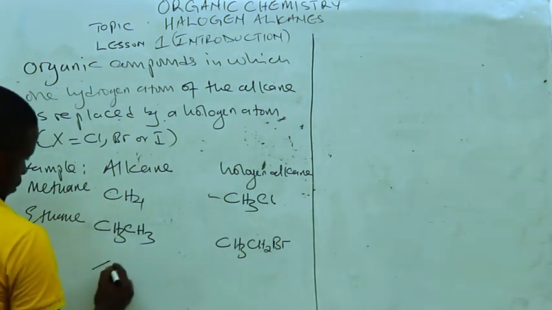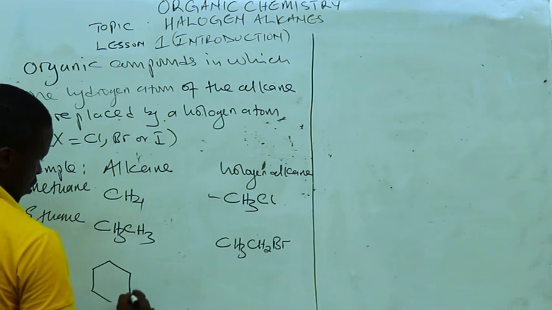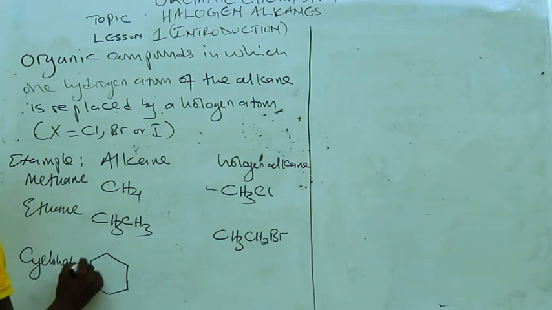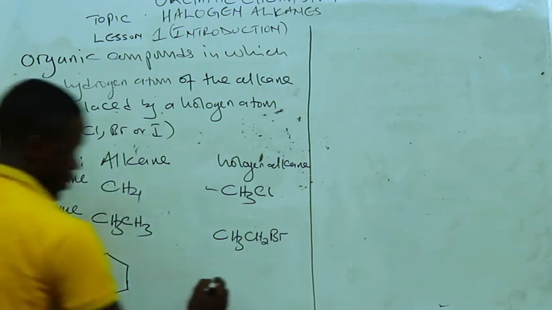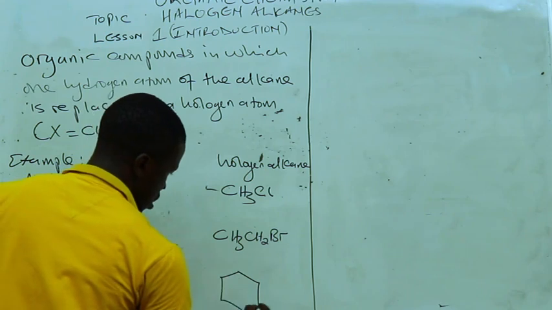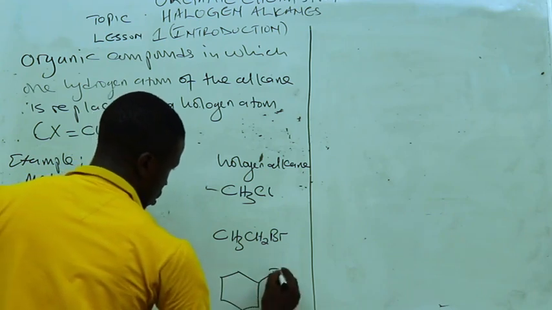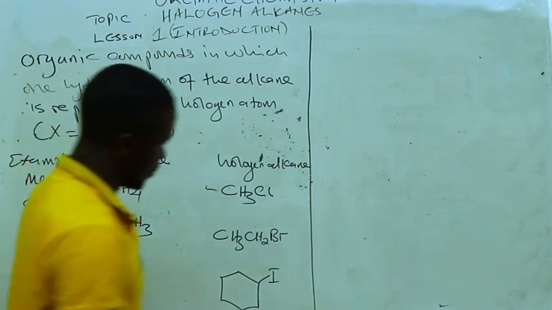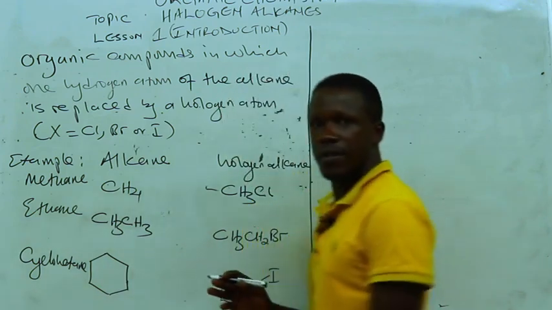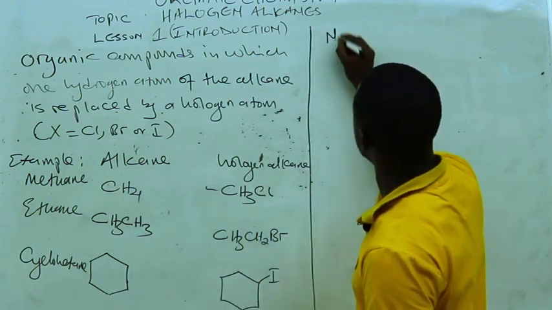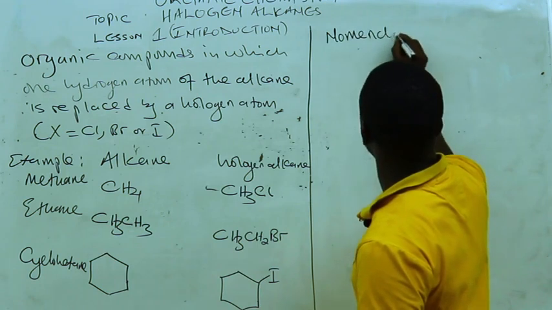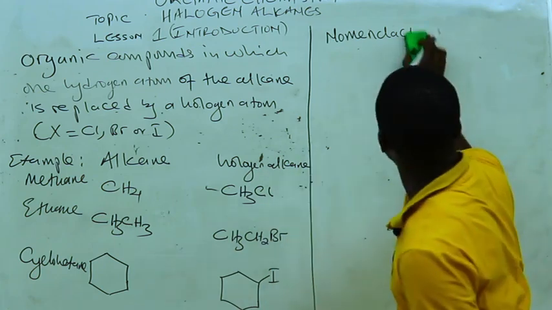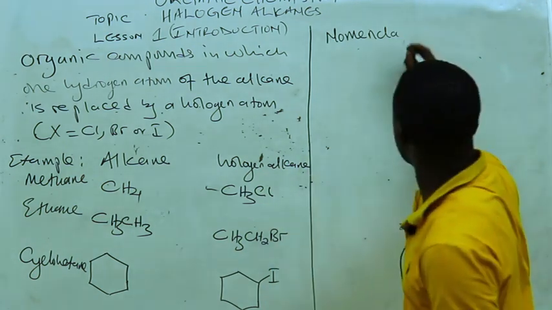We could have the cyclic one. This is cyclohexane. One of the hydrogen atoms is substituted, and so we get a halogen alkane. Now, if these are halogen alkanes, it's important to look at their nomenclature. How are they named?